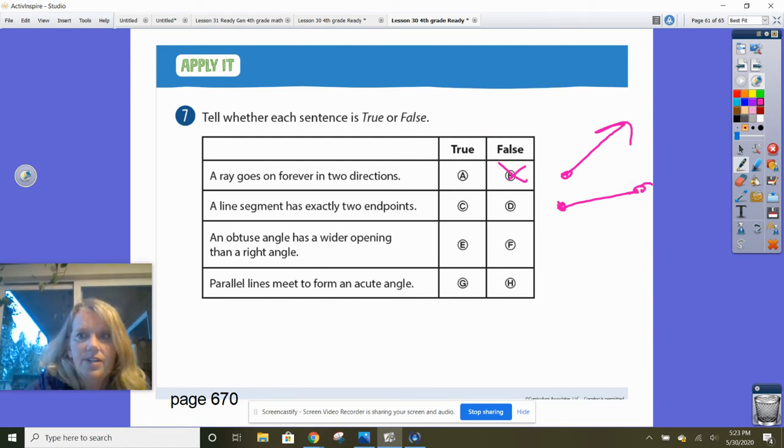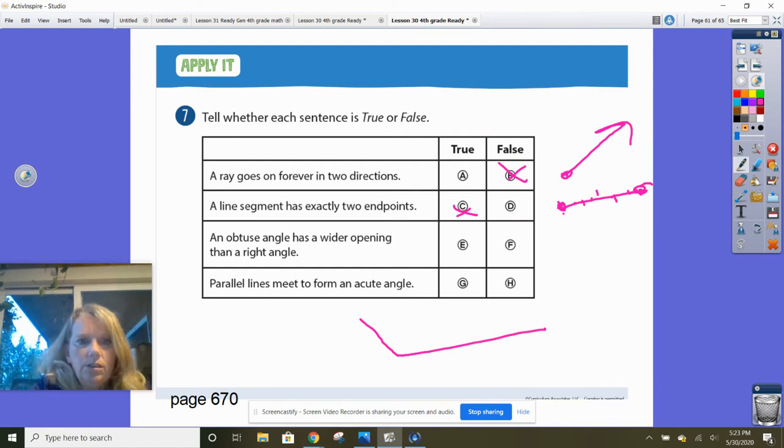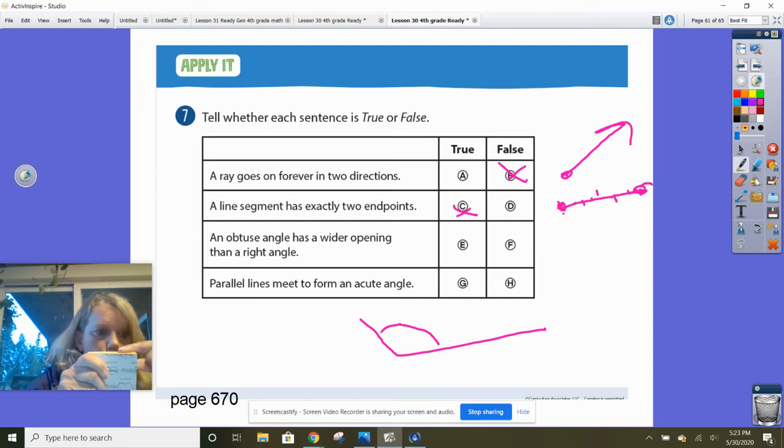A line segment has exactly 2 endpoints. Yeah, that's kind of the definition of it. You can have more points on it. You can label a whole bunch of points, but the endpoints, true. An obtuse angle has a wider opening than a right angle. Is that wider than a corner? Yes.